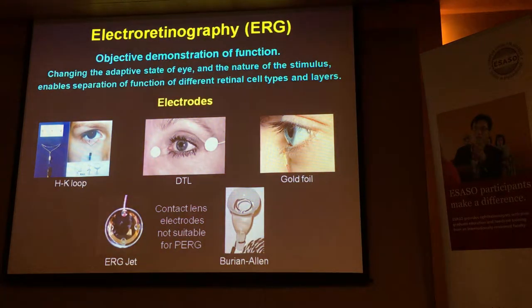We need electrodes, because these are electrical signals, so we need electrodes to measure these small signals. And these sit on the cornea usually. This is the HK loop electrode, devised by Michael Hołyna in Slovenia. This is the DTL electrode, which we are currently using at Great Ormond Street and at NUH. This is the gold foil electrode, which we also used to use at Moorfields, where it was developed by Mike, predecessor of the late Geoffrey Arden. And you can also use contact lens electrodes, but for pattern ERGs where you're using a structured stimulus, contact lens electrodes are not appropriate because they interfere with the optics of the eye. And you'll see why that's important as we move on.